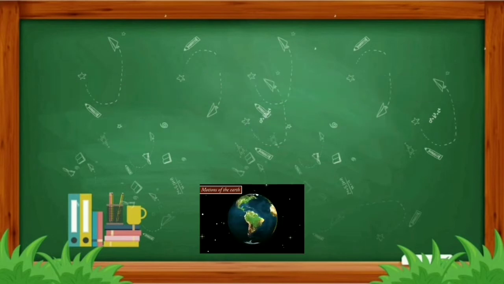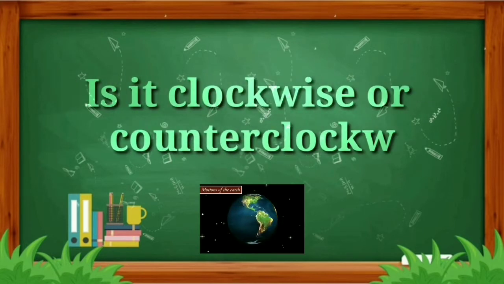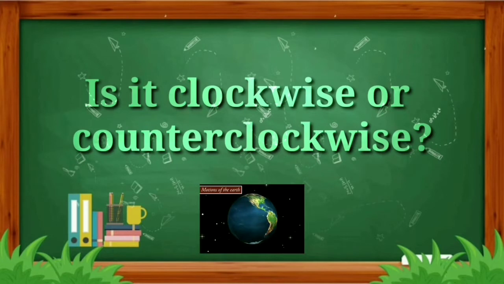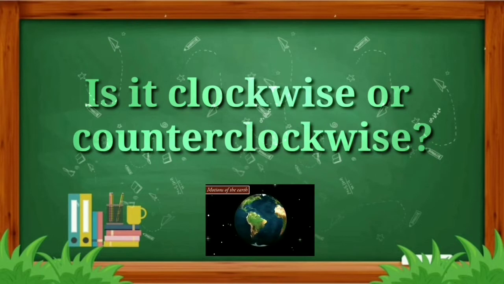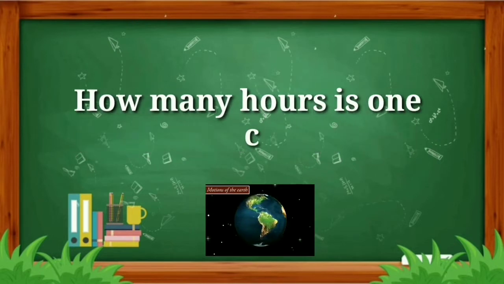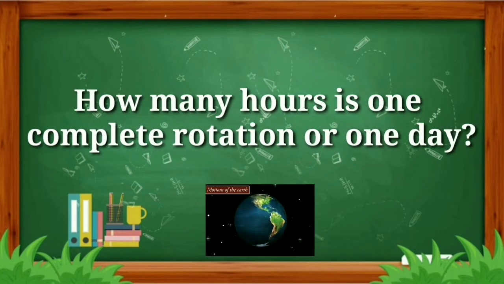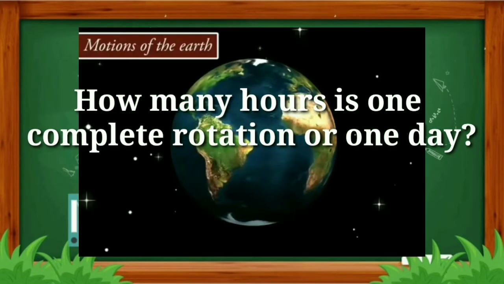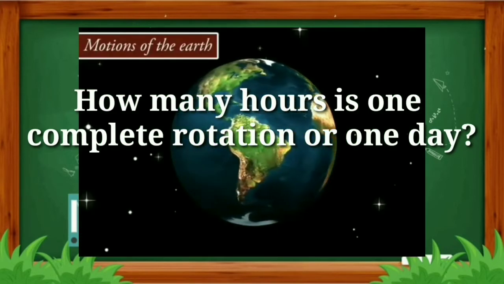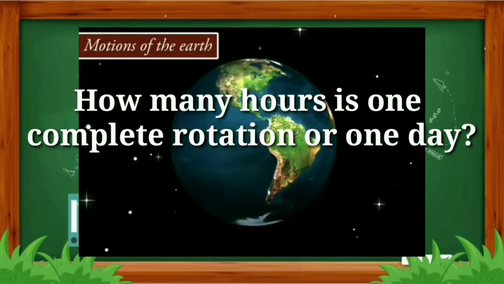Third question, is it clockwise or counterclockwise? The Earth rotates in counterclockwise direction. How many hours is one complete rotation or one day? It takes the Earth 24 hours or one day to spin around once on its axis.